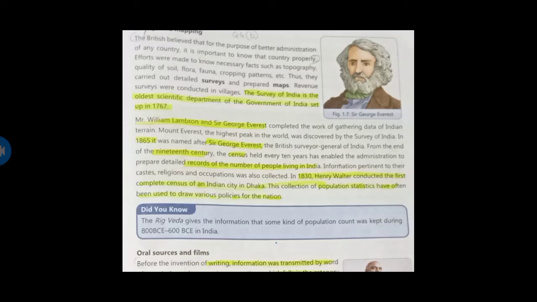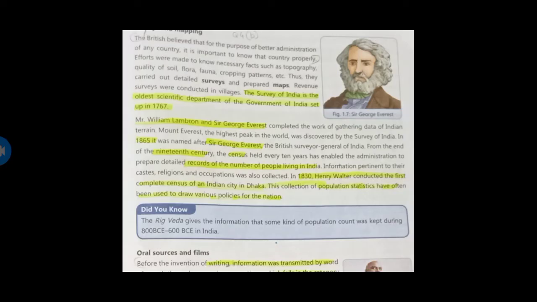See, surveys and mappings. The British believed that for the purpose of better administration of the country, it is very important to know the country properly. Now to administrate the whole country, to control the whole country and run that country, it's important to know the country properly. Now if I am the IAS officer of this city, I have to know the city properly before controlling it and running it. So efforts were made to know the necessary facts such as topography, quality of soil, flora, fauna, cropping patterns, etc. Thus they carried out surveys and prepared maps.